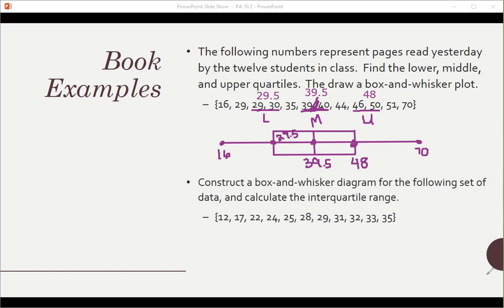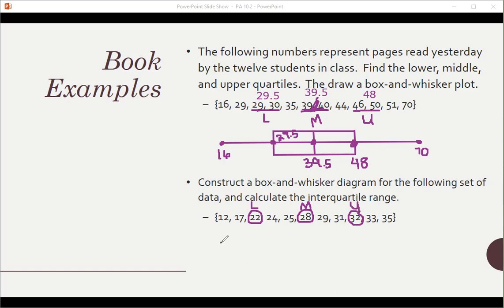So first thing, I look and I have 1, 2, 3, 4, 5, 6, 7, 8, 9, 10, 11. So I have 11 data values, which means 1, 2, 3, 4, 5, 6. This will be my median. It will be my middle quartile. On this side, I have 1, 2, 3, 4, 5. So here will be my lower quartile. 1, 2, 3. Here will be my upper quartile.